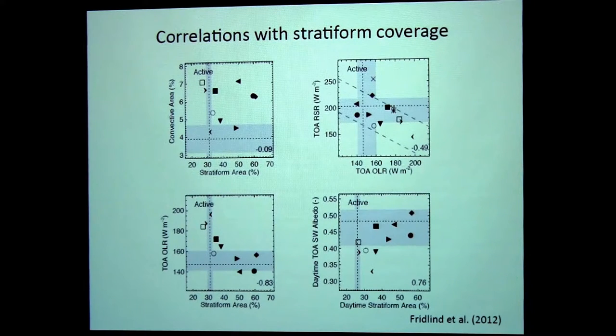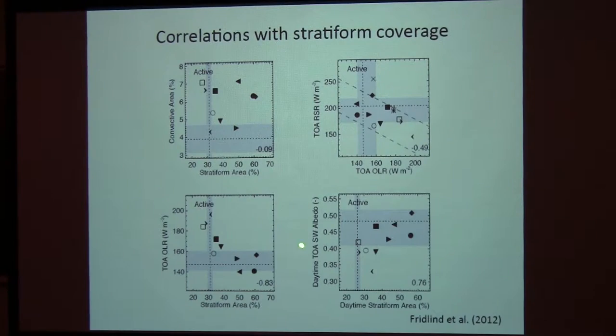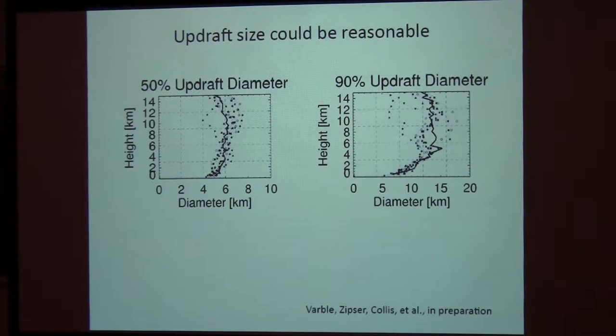People often say that deep convection is, from a cloud radiative forcing standpoint, neutral, and that's this idea. Essentially. And this just shows that stratiform, during the daytime, stratiform area and top of atmosphere shortwave albedo are also correlated. So there's reasons that it would be good to know whether you're simulating stratiform area correctly and what really controls it microphysically and what potential aerosol influences are.